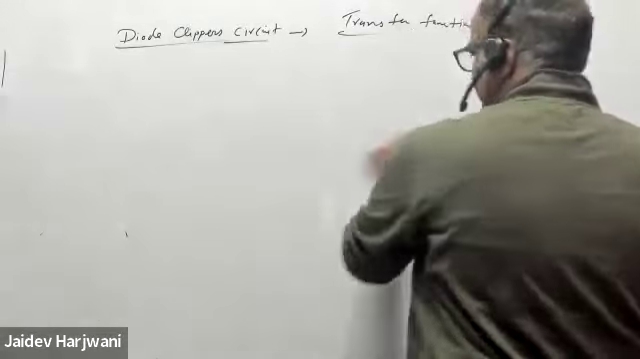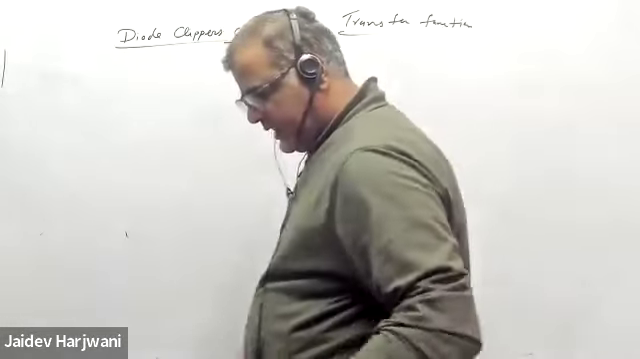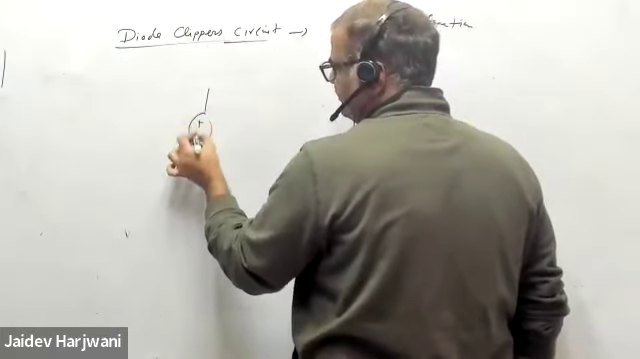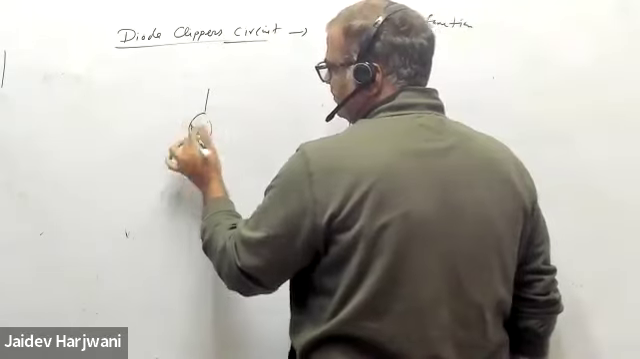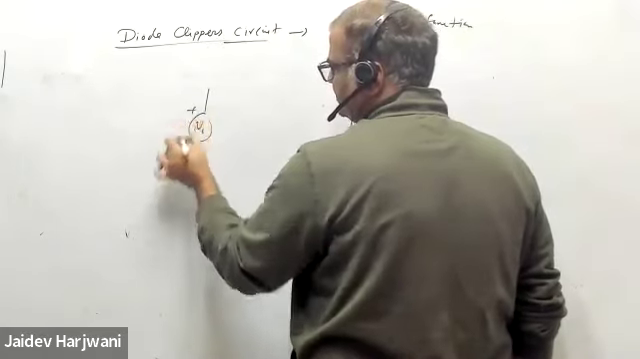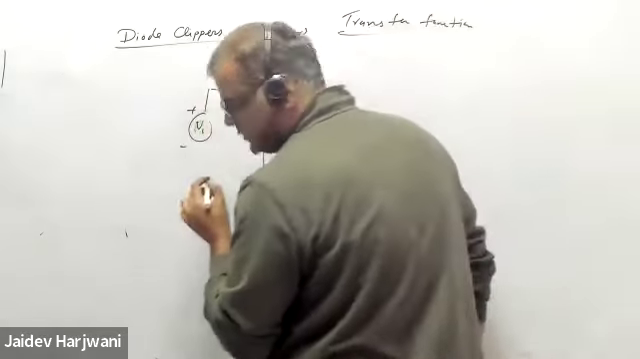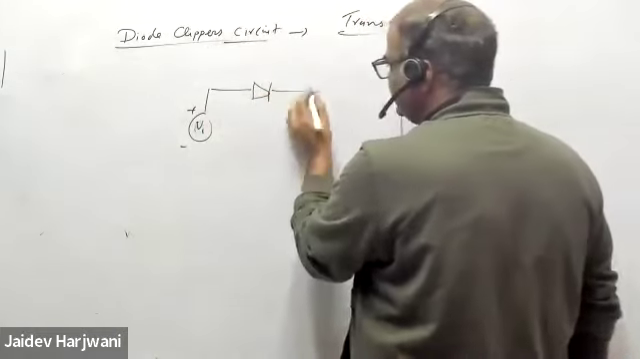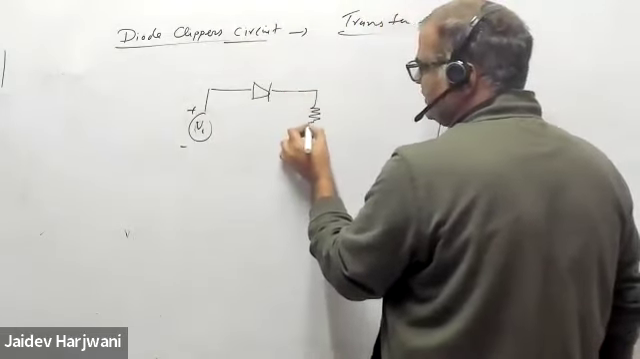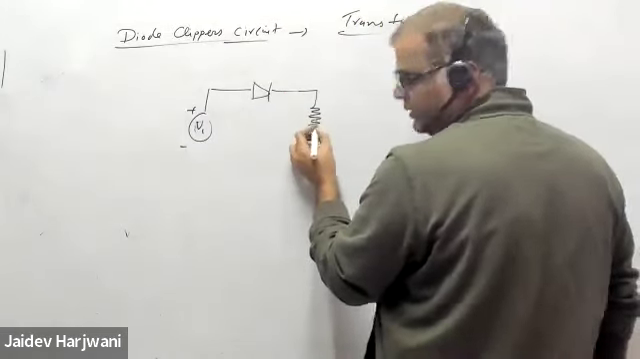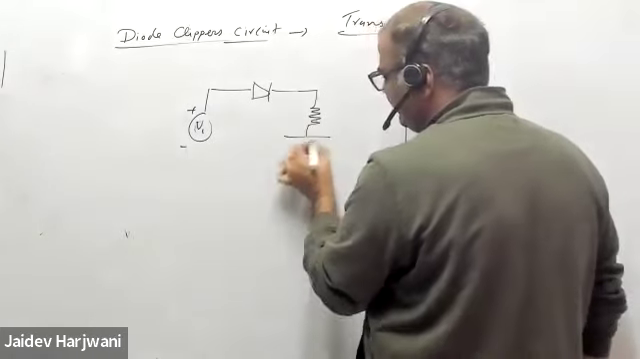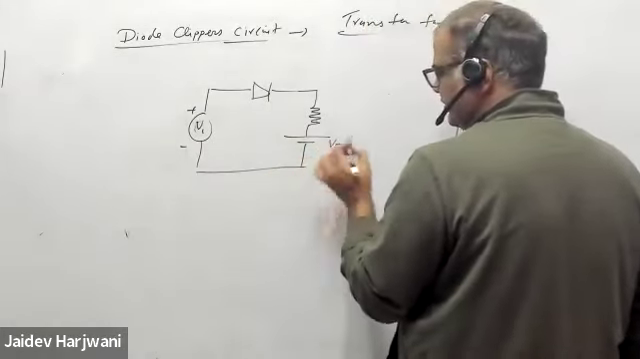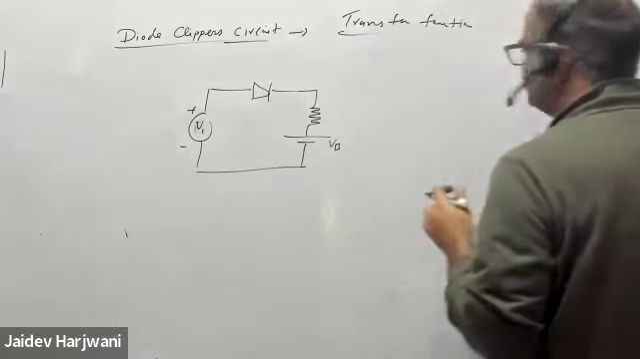So let us now put an ideal diode again. You have a circuit, plus minus. You have a V input, plus minus. Here you have a diode, and here you have a resistance, and then you have a battery VB kept like this. So I am doing all the possible cases.